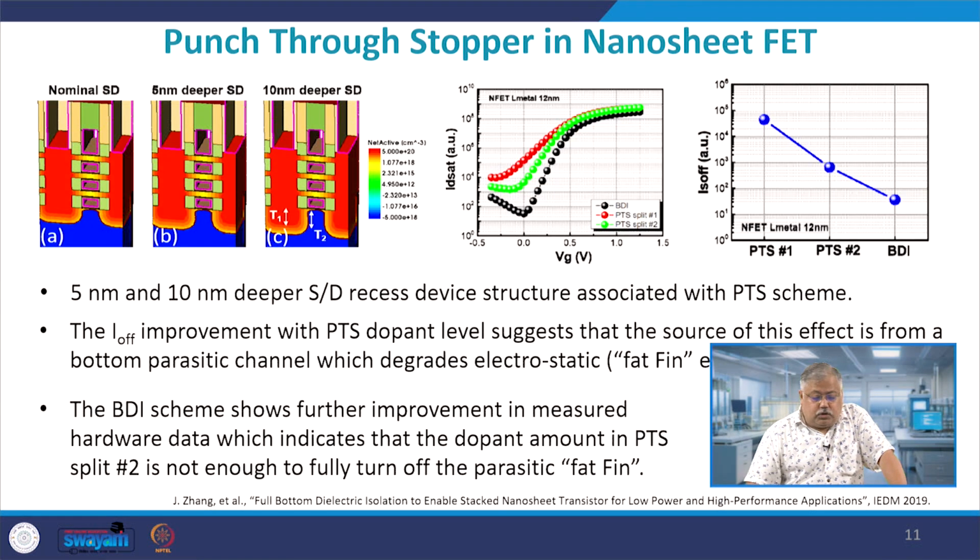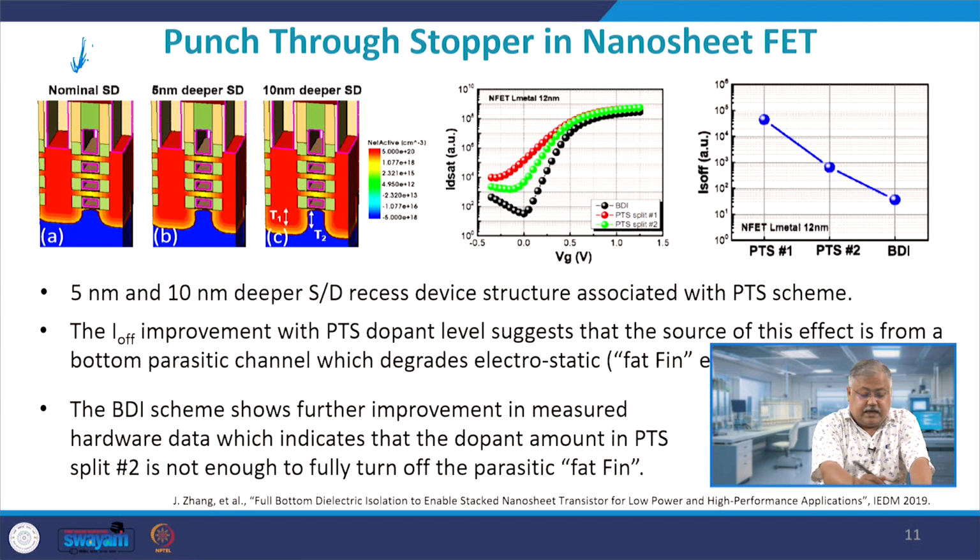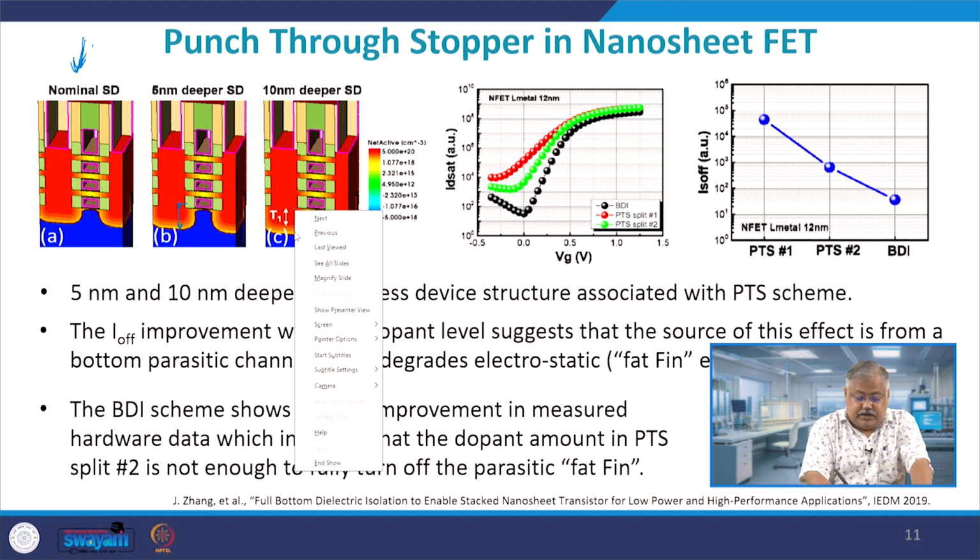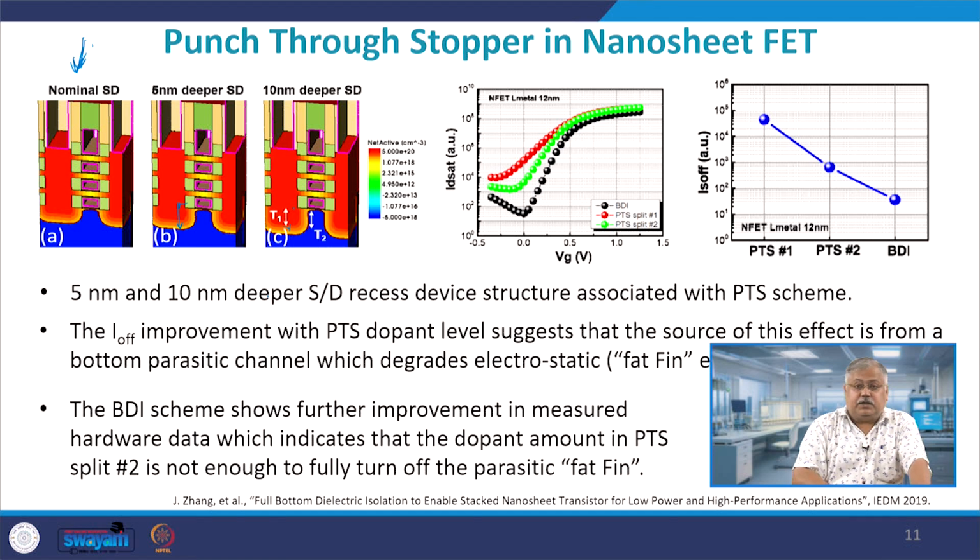Now, we also put what is known as a punch through stopper in nanosheet FETs. This is the nominal source drain region diagram on the left hand side, and as you move from 5 nanometer source drain to 10 nanometer deep source drain, we try to push the source drain region further inside the substrate. One is moved 5 nanometer down the substrate, and this is moved 10 nanometer down the substrate. How does it help me? It helps me to improve the leakage current.